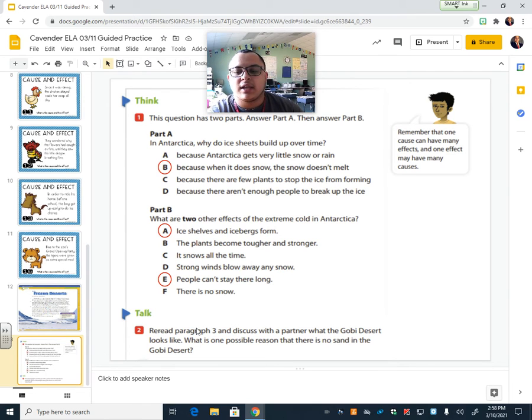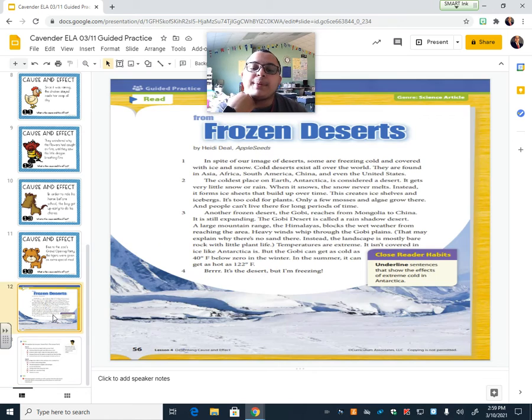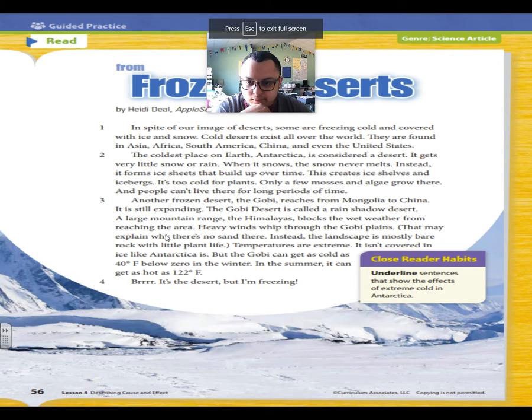This last question, it says reread paragraph 3 and discuss with a partner what the Gobi Desert looks like. What is one possible reason that there is no snow in the Gobi Desert? So I'm going to pretend to be your partner. And this is paragraph 3. We're looking for a reason, a cause, for there being no sand in the desert.